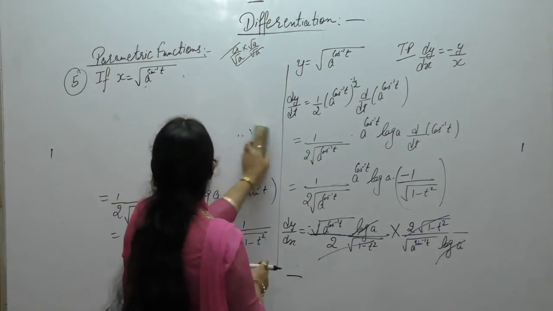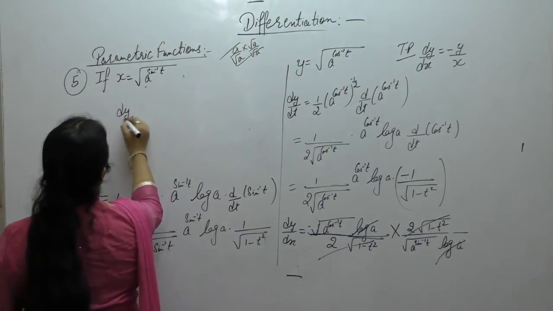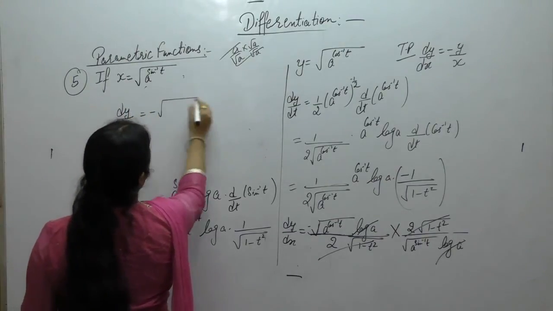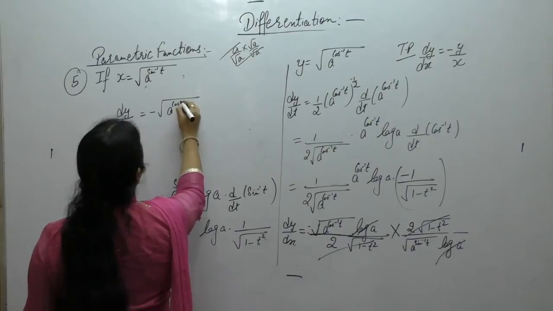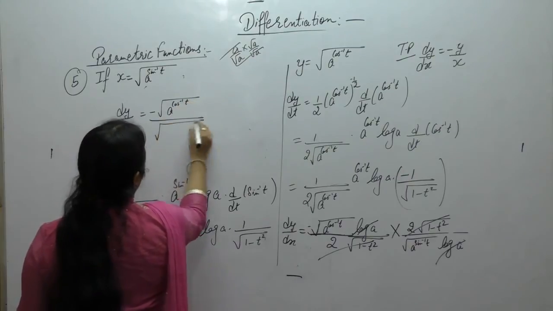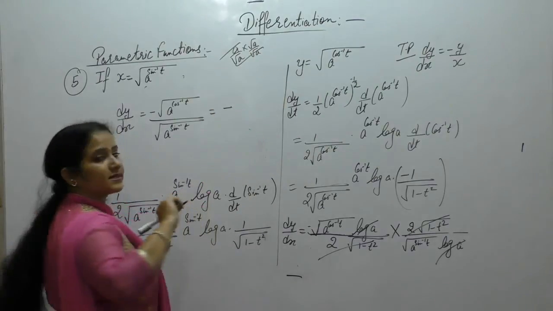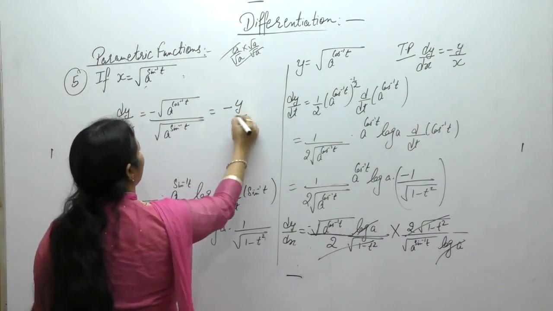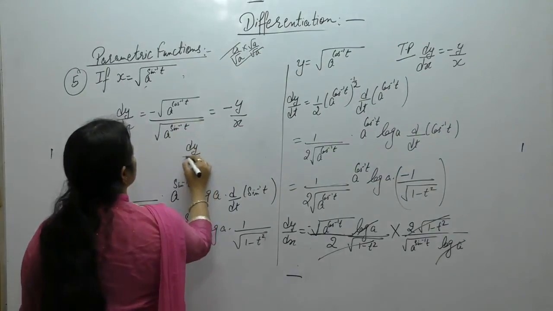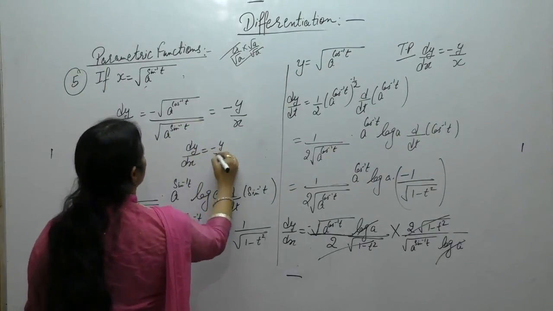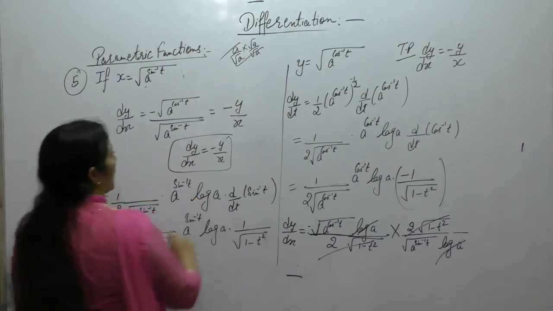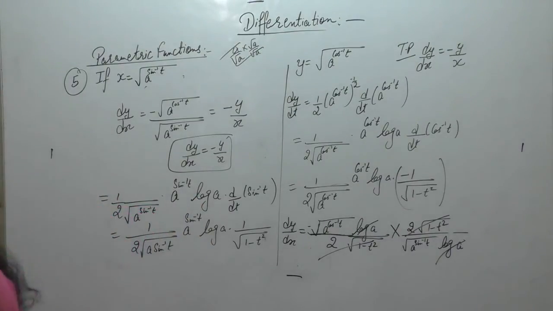dy upon dx is equal to minus square root of A power cos inverse T upon square root of A sin inverse T. A cos inverse T is the value of y and this is x. So dy upon dx is equal to minus y upon x.